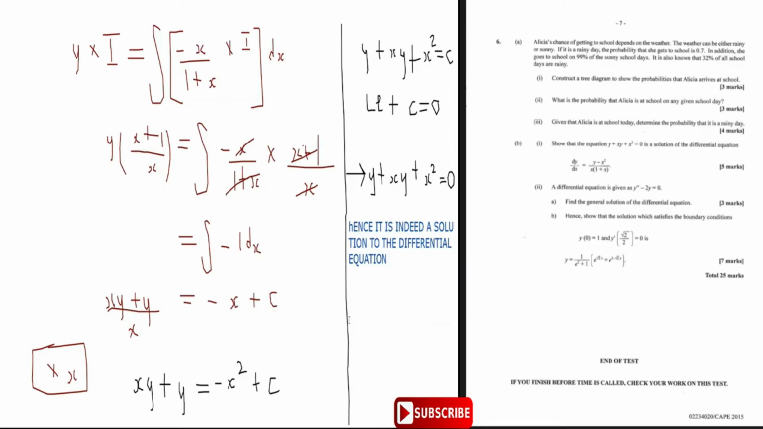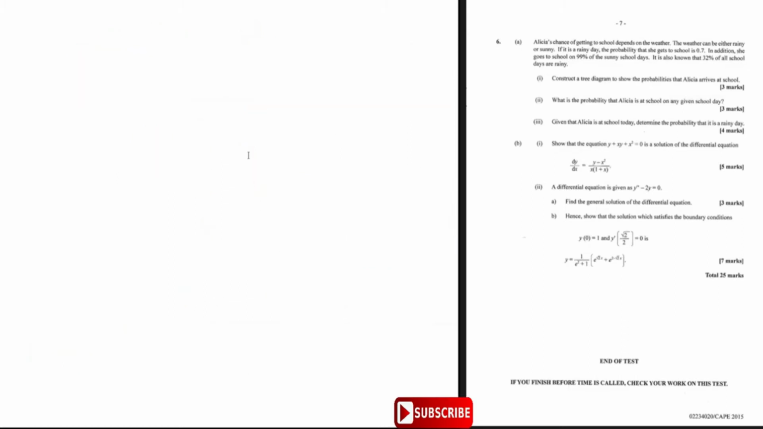Now let's look at the next part of the question. The second part of the question says, a differential equation is given by y double prime minus 2y is equal to 0. It says find the general solution. To find the general solution, we first solve the auxiliary equation. The auxiliary equation would be u squared minus 2 is equal to 0.